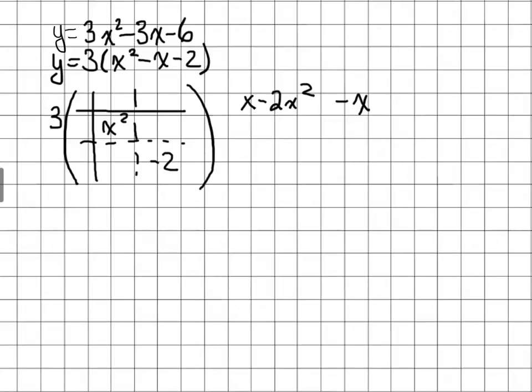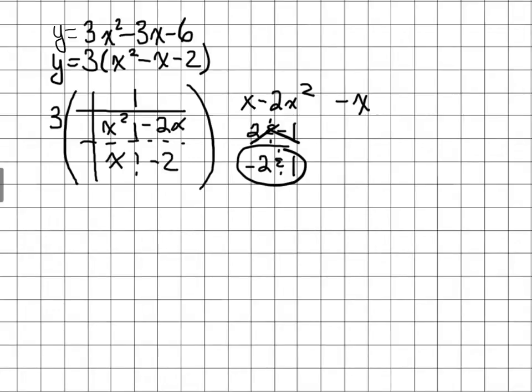So factors of negative 2 are either 2 and negative 1, which gives me positive 1, so that doesn't work. Or I have negative 2 and positive 1, and this works because that adds to negative 1, so I put that in, and again it doesn't matter where I put it. So that's an x, and this is just an x.